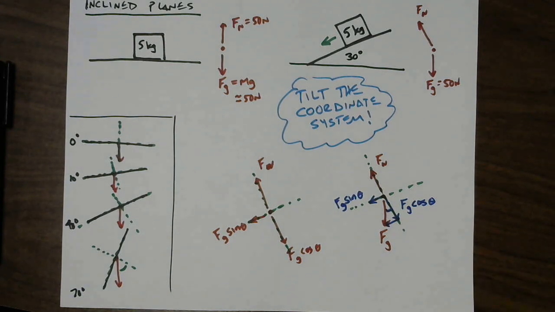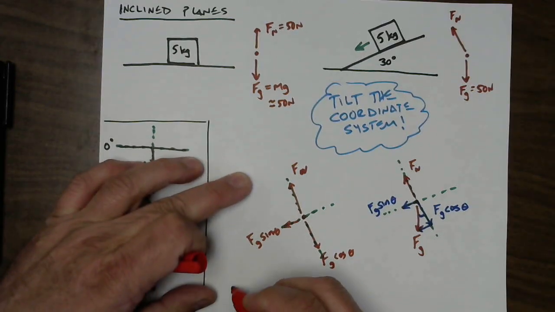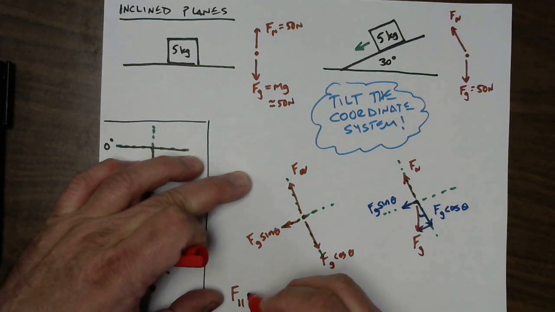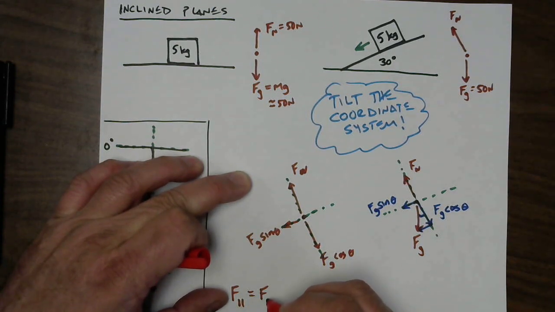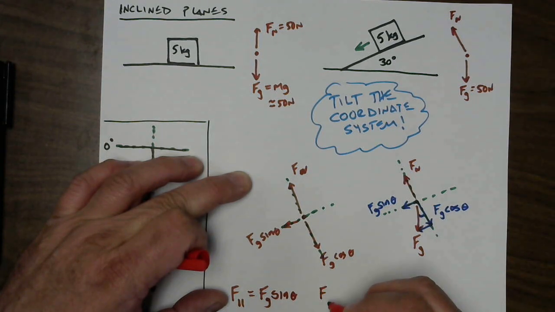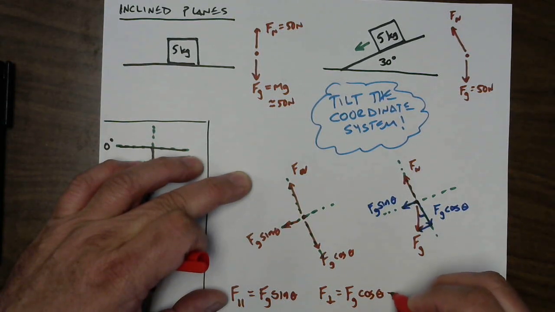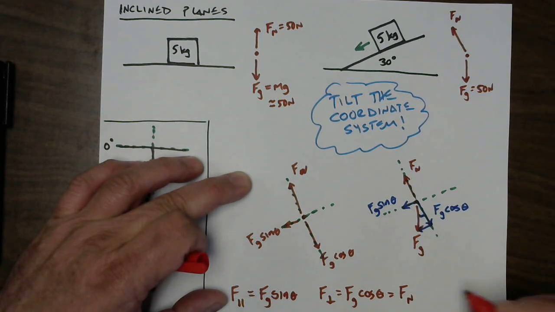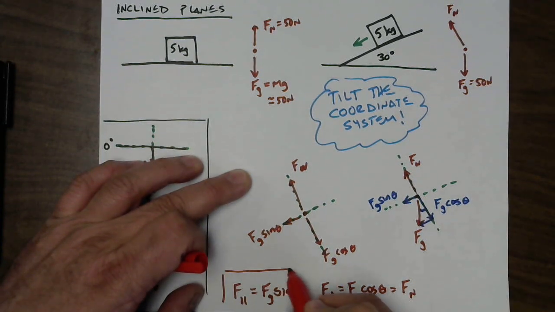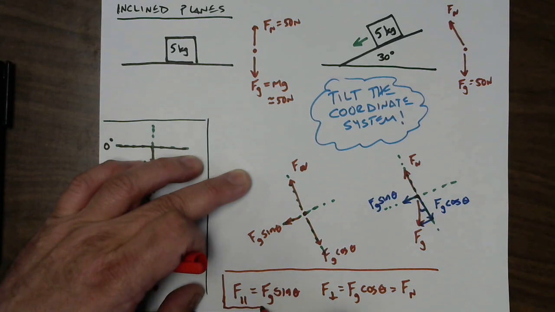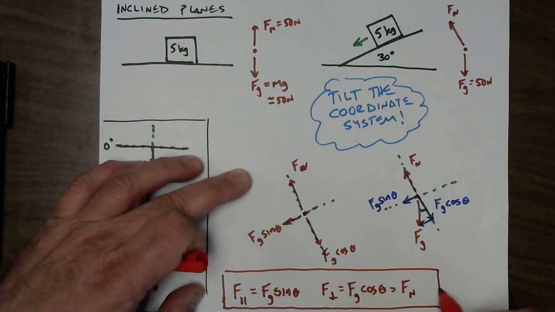So here's what I think you should do. I think you should simply memorize that the force that is parallel to the plane is equal to the weight of the box times the sine of the angle. And the force that is perpendicular to the plane, or at least the part that is from gravity, is the weight times the cosine of the angle, and that's also going to be equal to the normal force. Those two are going to be equal. So if you memorize this, you will get through inclined plane problems.